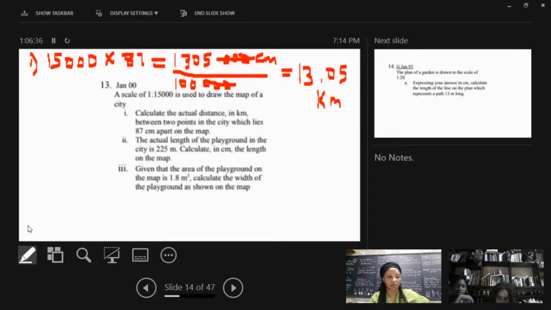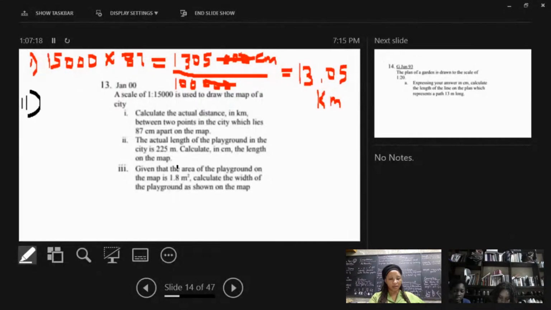All right, this is part ii. The actual length of the playground in the city is 225 meters. Calculate in centimeters the length on the map. So we're going to multiply the 225 by 10? It says calculate in centimeters the length on the map. So you have to go back to the scale.